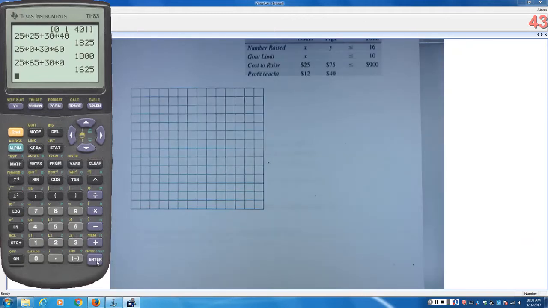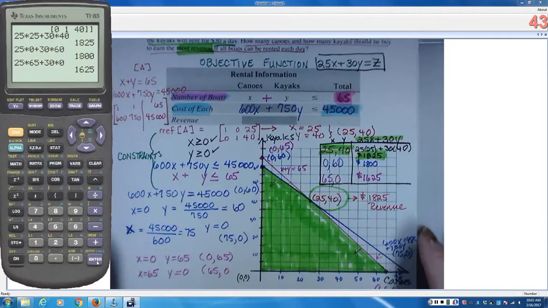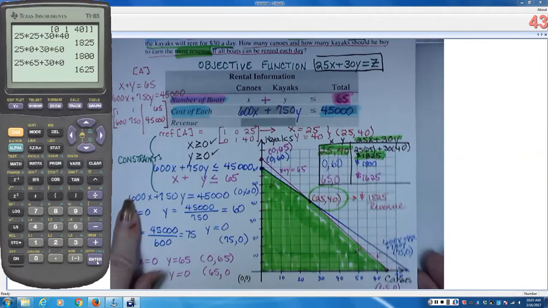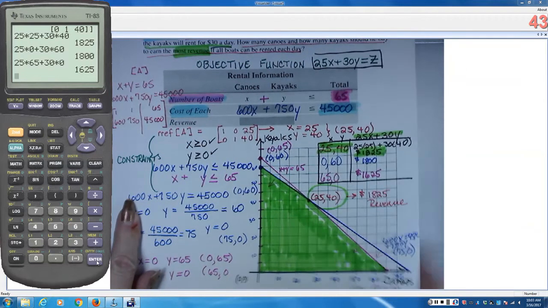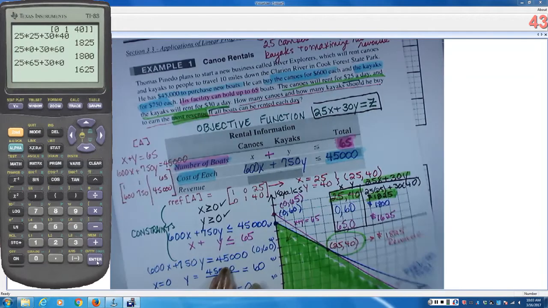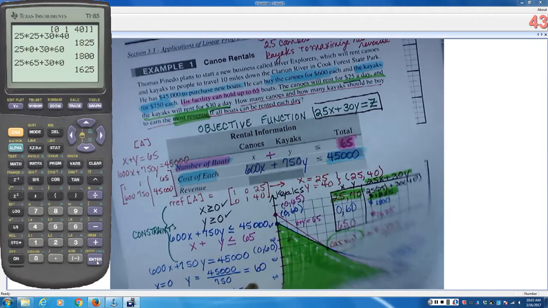And that 1825, is that maximum revenue per day? Yeah, that's his maximum revenue per day because it says each day. Okay. So what I want to do now, and I will go and post the other one in Shelby for you so that you'll have it to refer to.